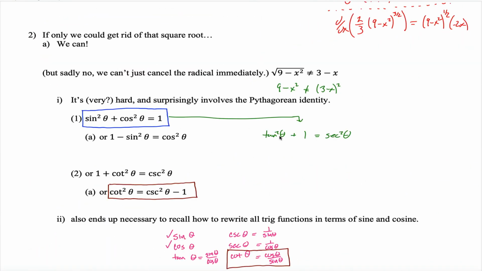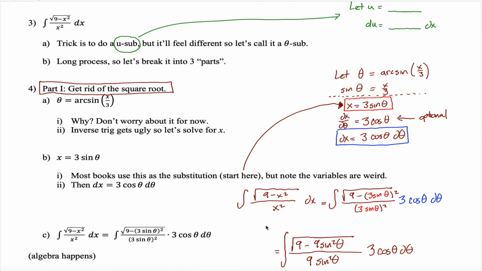Let's go back to our 3 different variants of the Pythagorean identity. Here's the one that has a secant squared in it. If you subtract 1 from both sides of the equation, you get that tangent squared theta is equal to secant squared theta minus 1. So instead of writing secant squared theta minus 1, I can write tangent squared theta.